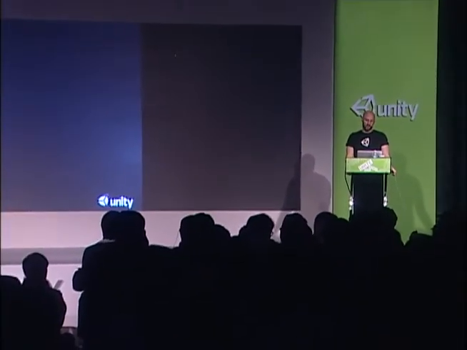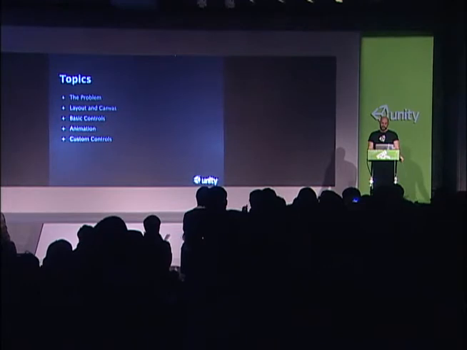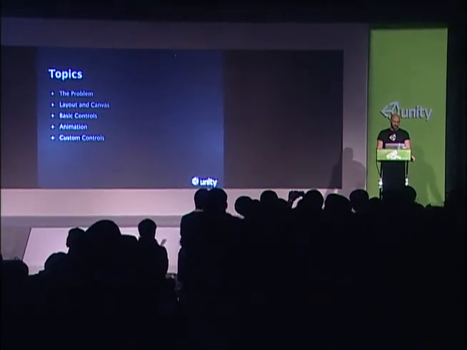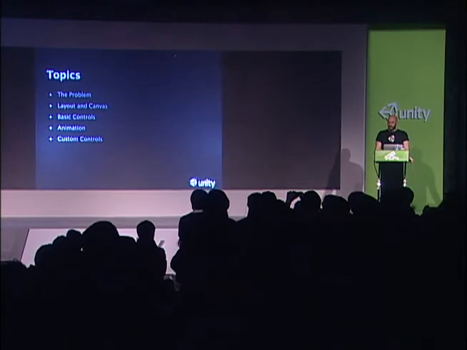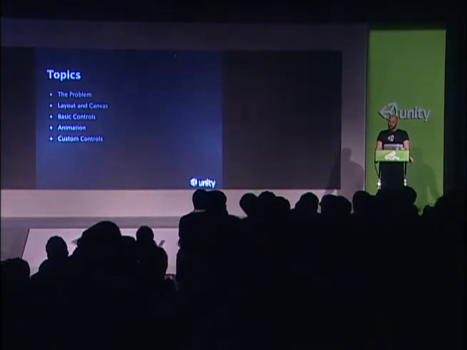So what am I going to talk to you about today? I'm going to talk to you about some of the problems that exist with the current GUI, and why we decided that a new GUI would be a better solution. I'm going to talk to you about how to use the new system, and that is using our layout and canvas tools. I'm going to cover some of the basic tools we have within the system, such as buttons and text, and how you can create your own using some of the components we provide. And then I'm going to cover how the system integrates with Mecanim and the animation systems in Unity so that you can extend it in a nice way. Finally, I'm going to go through how you can use the programming API to create custom controls.